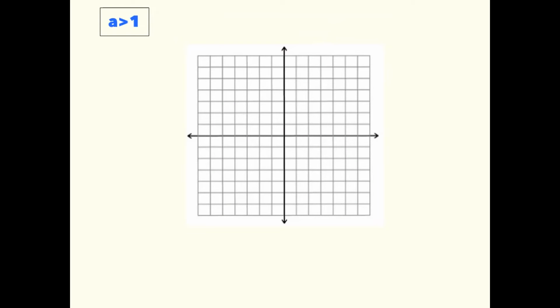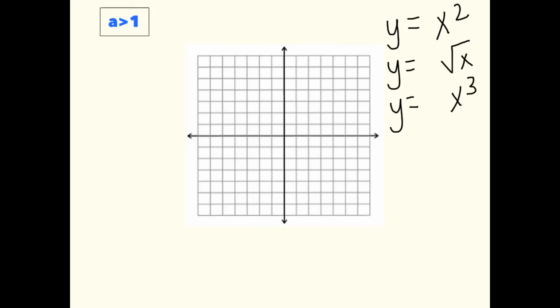So right now all the parent functions that we have, y equals x squared, y equals square root of x, the square root parent function, the cubic parent function, and so forth, they all have a 1 in front of them. That is our a. So any number that's in front of that parent function is our a. And when a is 1, we just have the parent function.